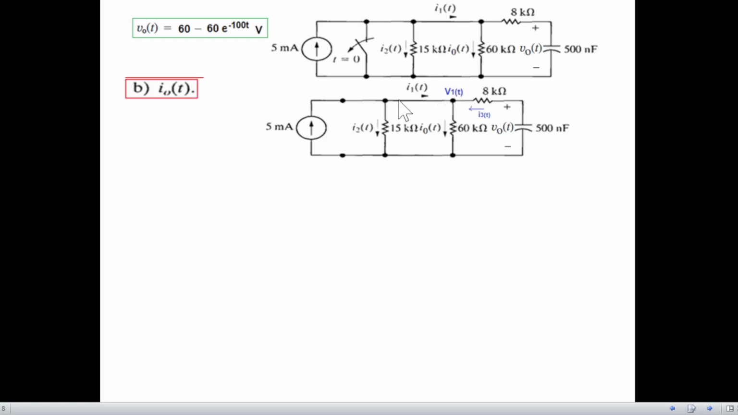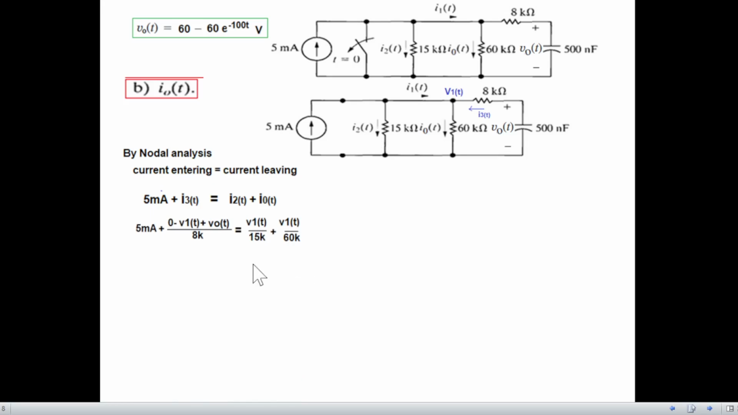Remember, these two nodes are the same because of this short circuit. And now we'll take help of the nodal equation to find this current. Now by nodal analysis, current entering is equal to current leaving. In this circuit, you can see I3 is entering, I2 is leaving, and I0 is leaving. So we'll write the source 5 ampere entering plus I3(t) entering is equal to I2 leaving plus I0 leaving.